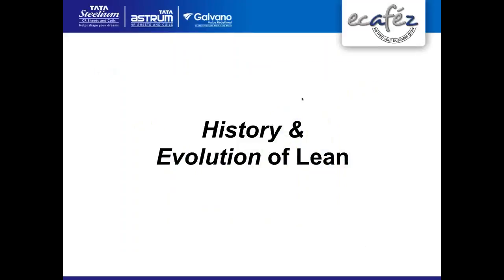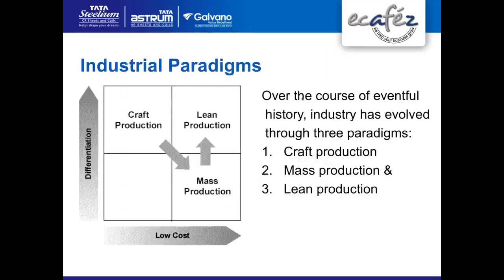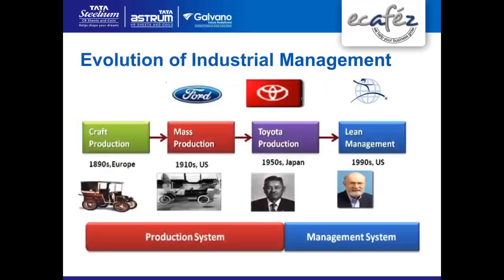Before trying to understand what lean manufacturing is, let's understand the history and evolution of lean, how it has emerged and why. If you look at this diagram, all the production systems of the world can be classified into three major categories: craft production, mass production, and lean production. All companies in the world follow one of these three systems. The evolution of lean began at the end of the 19th century. Let's take the example of the car, from which all industries have learned production techniques.